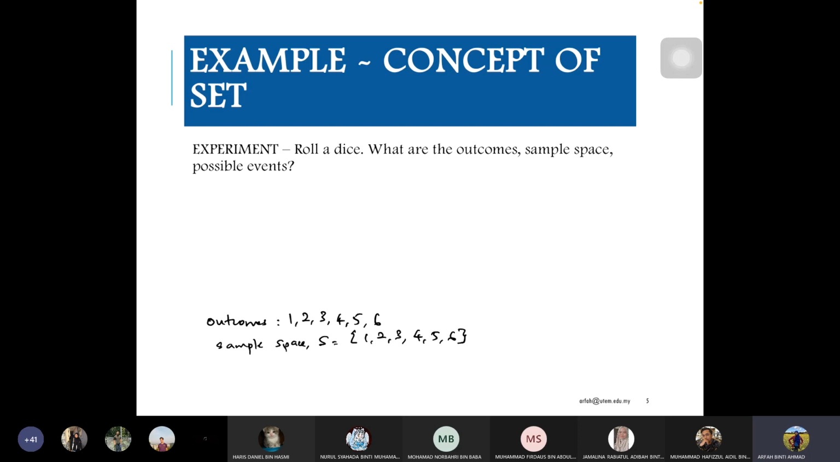Dapat semua? Clear so far? Clear, Doktor. Okay. So, sample space and then apa dia possible events for this example, for this case? Apakah dia possible events?